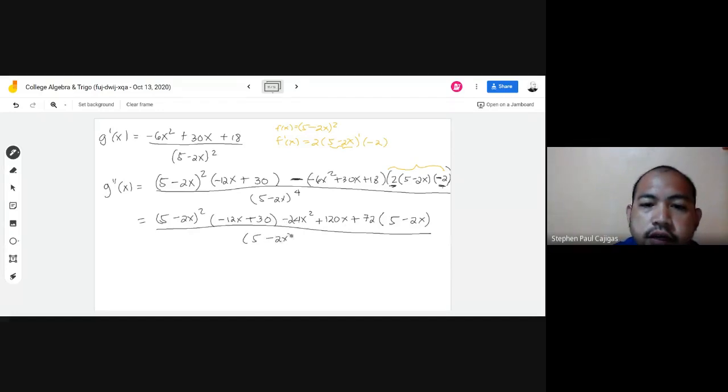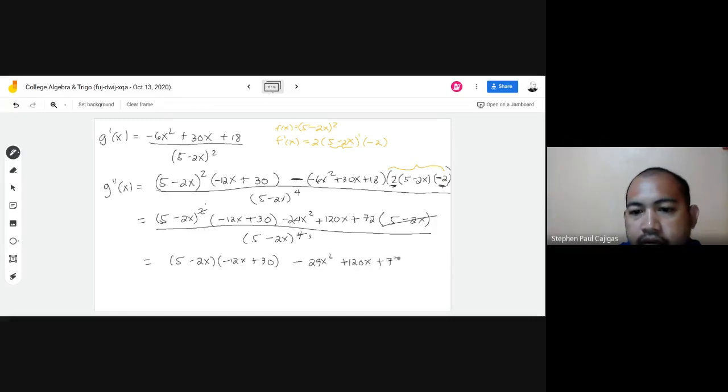(5 minus 2x) to the power 4. Okay, so we have common factors of 5 minus 2x, but the lowest is to the power 1, so it cancels, and the power becomes 3. So we have (5 minus 2x) times (negative 12x plus 30) minus (24x squared plus 120x plus 72), all over (5 minus 2x) to the power 3.